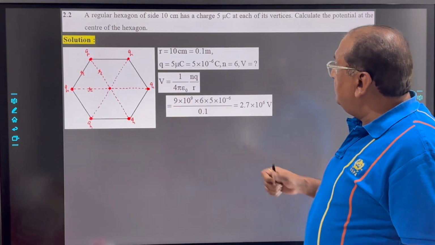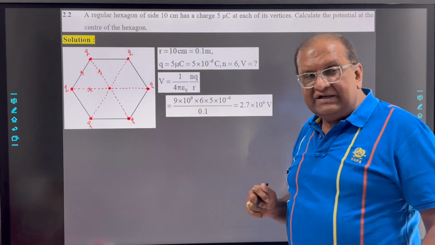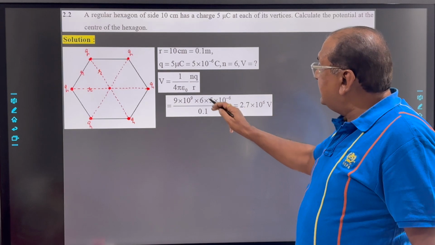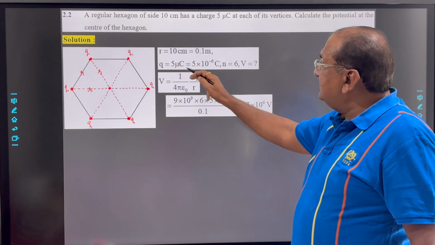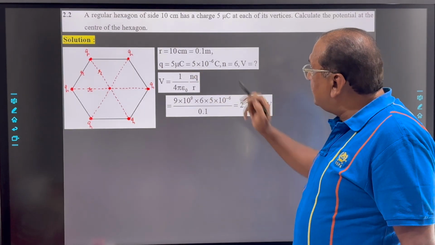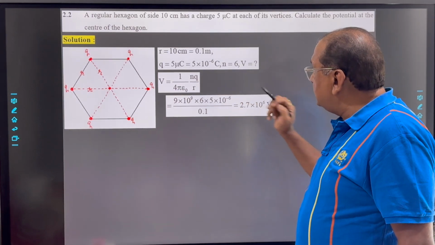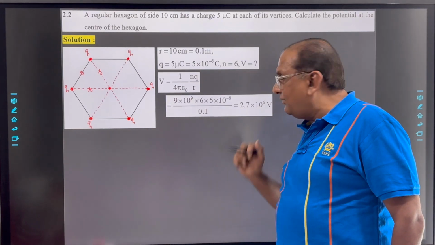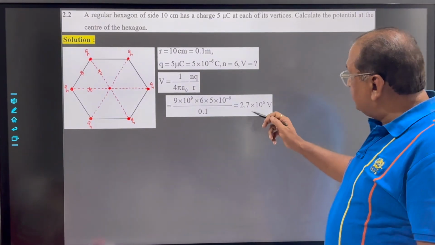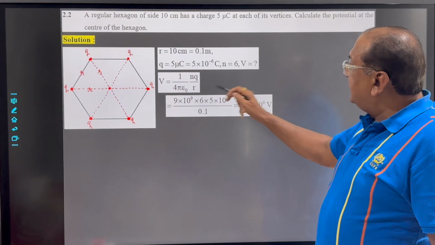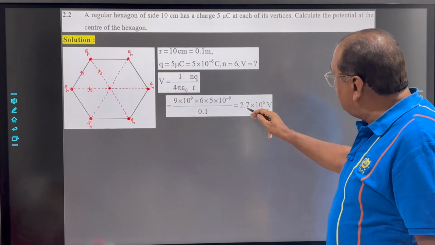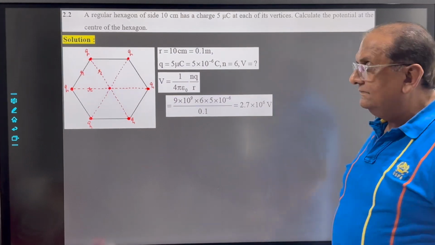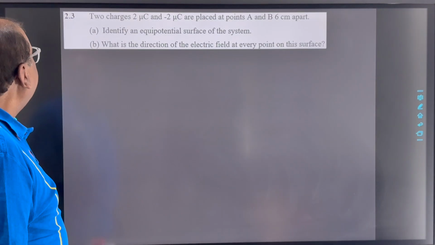Now substitute the values. 1 upon 4 pi epsilon 0 that is k, 9 into 10 raised to 9. Number of charges that is 6. Charge that is 5 microcoulomb, so 5 into 10 raised to minus 6. R that is 10 centimeter, so that is 0.1 meter. If we solve it, we will get the electric potential at the center, that is 2.7 into 10 raised to 6 volt. Clear?